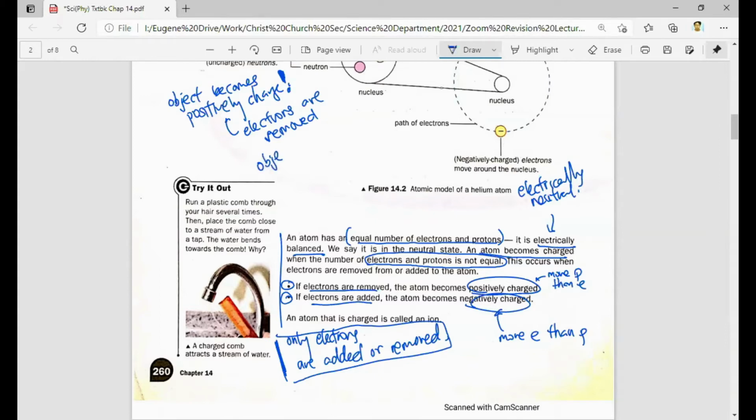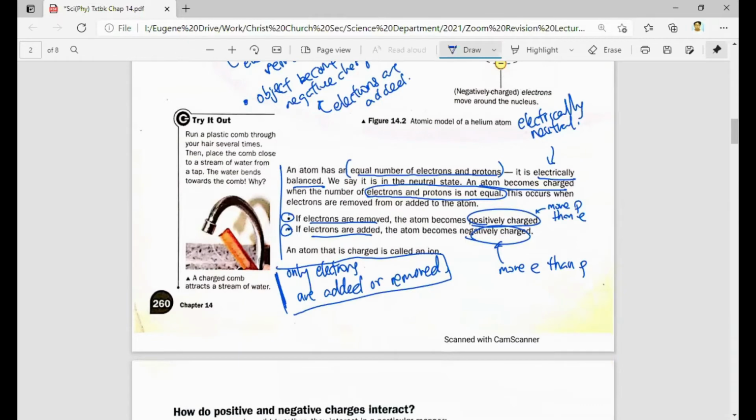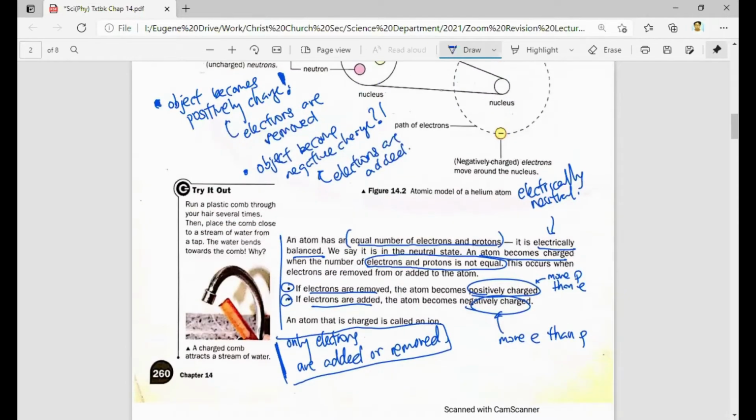So obviously the opposite will also be true. How does an object become negatively charged? This is when electrons are added. So you realize that when something becomes positively or negatively charged, we don't talk about the protons at all. The focus is really on the electrons, whether they are being added or removed. So in this first part of electrostatics, we are looking at how something becomes positively and negatively charged. It is due to electrons being added or removed.